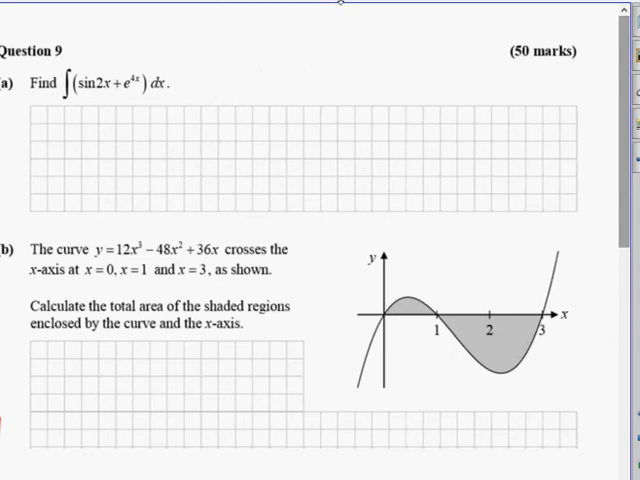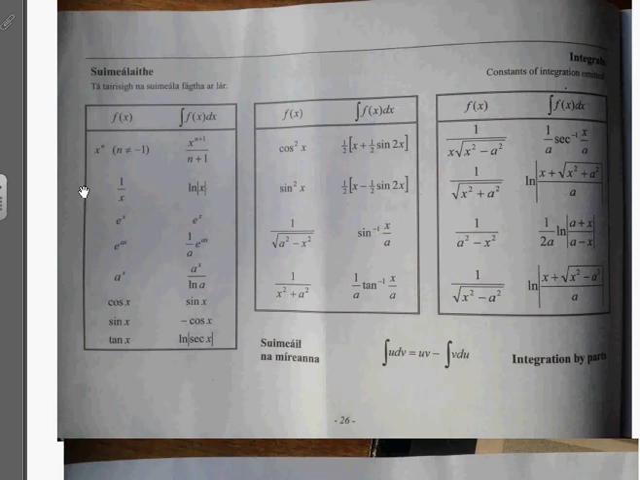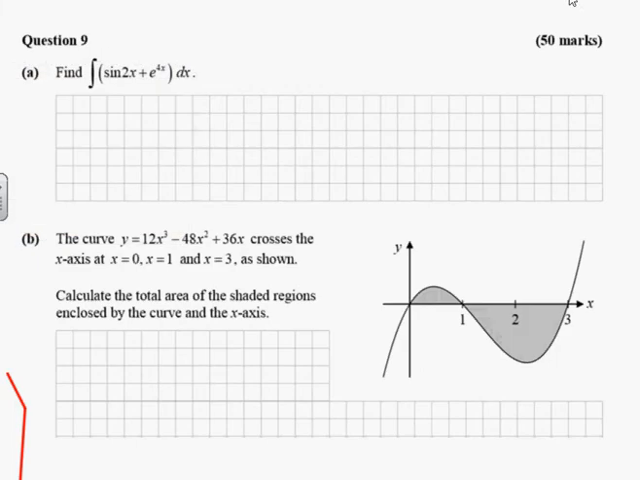Okay, so this is the integration and differentiation test. First thing, find the integral of sine 2x plus e to the 4x. So what we're going to do is go to our tables and find out what happens when you integrate sine. When you integrate sine, you get minus cos.